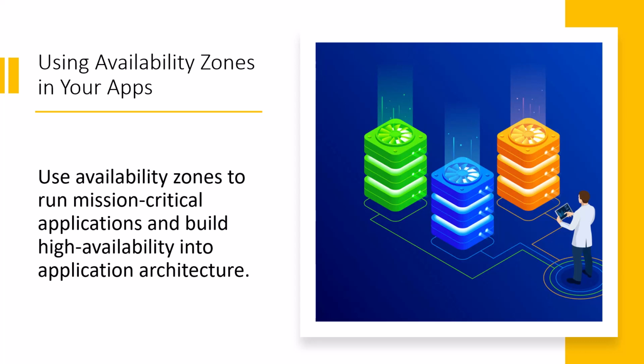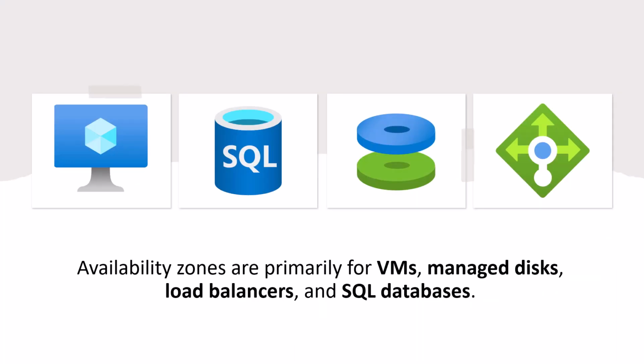You can use availability zones to run mission-critical applications and to build high availability into your application architecture by co-locating your compute, storage, networking, and data resources within a zone and then replicating in other zones. Now, of course, there's going to be an additional cost to duplicating those services and transferring that data between those zones, but it does allow you to improve your availability for your mission-critical applications. Now, I should mention here that availability zones are primarily for virtual machines, managed disks, load balancers, and SQL databases.